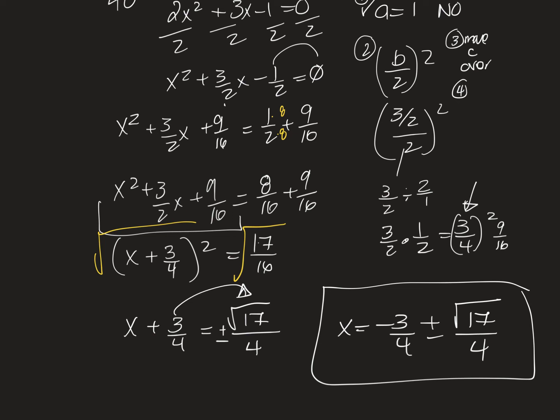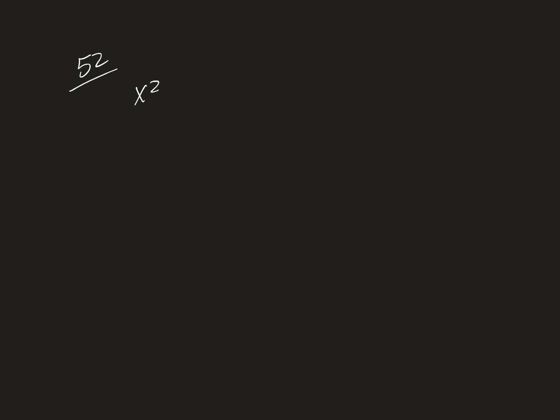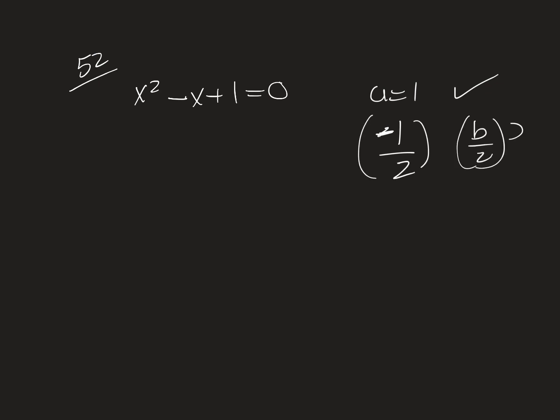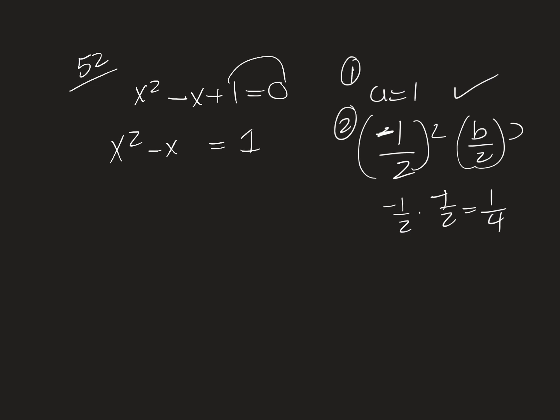Okay, and last one, 52. X squared minus x plus 1 equals 0. So is a equal to 1? Yes. Take b, which is -1, and divide it by 2. So b divided by 2 and square. So -1/2 times -1/2 equals 1/4. So x squared minus x equals, I'm going to bring this guy over. So moving c. So 1, 2, 3, move c.